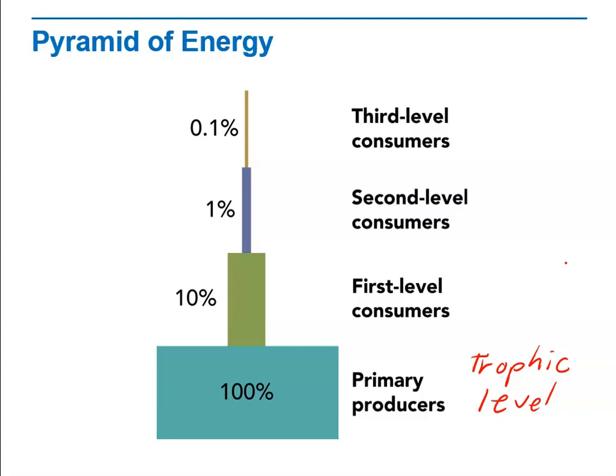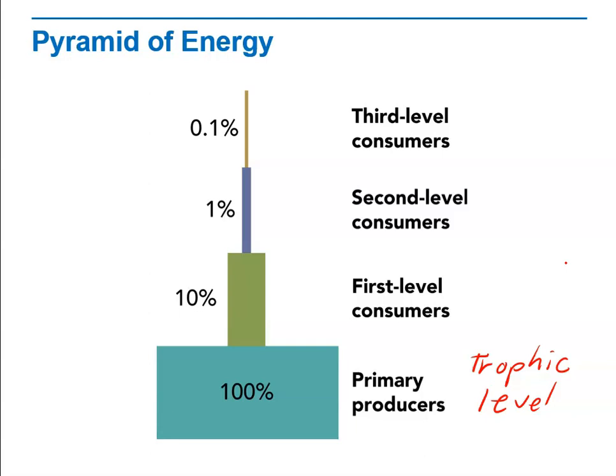One way to illustrate the trophic levels in an ecosystem is with a model called an ecological pyramid. Ecological pyramids are models that show the relative amount of energy or matter contained within each trophic level in a given food chain or food web. There are three different types of ecological pyramids: pyramids of energy, which we see here, pyramids of biomass, and pyramids of numbers.